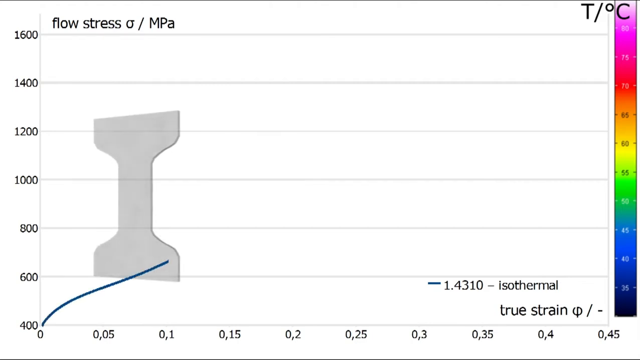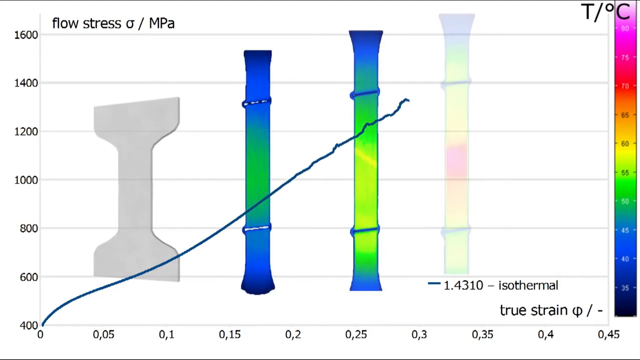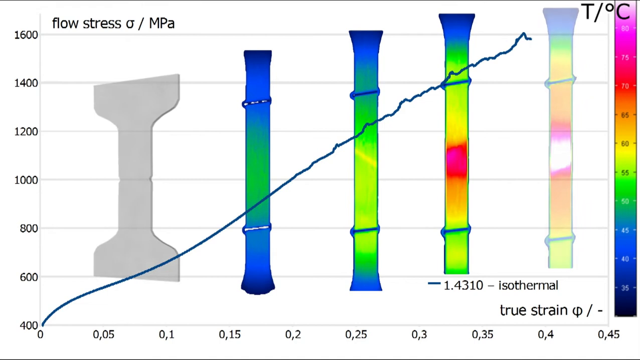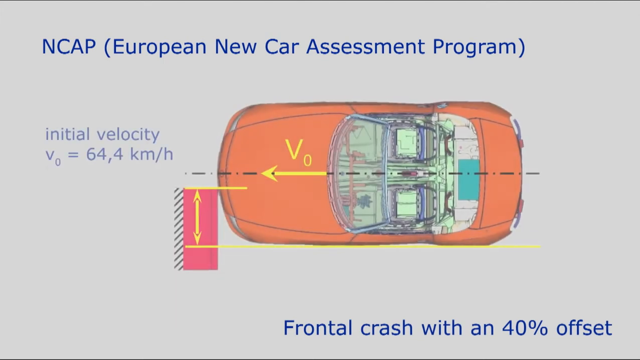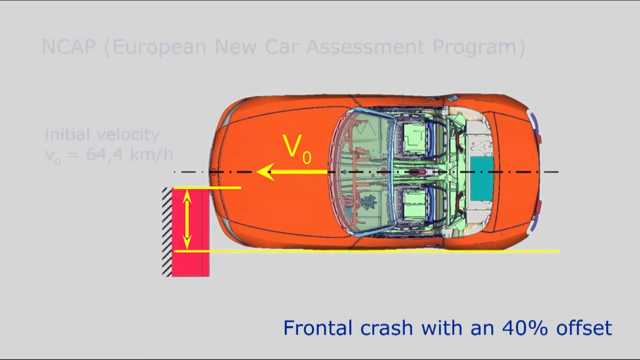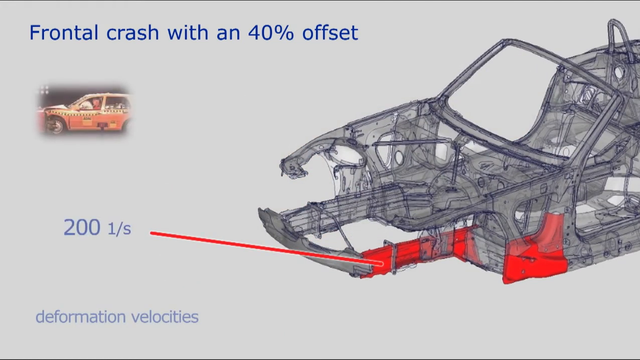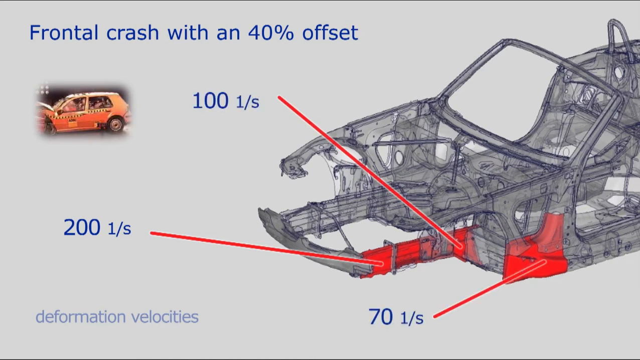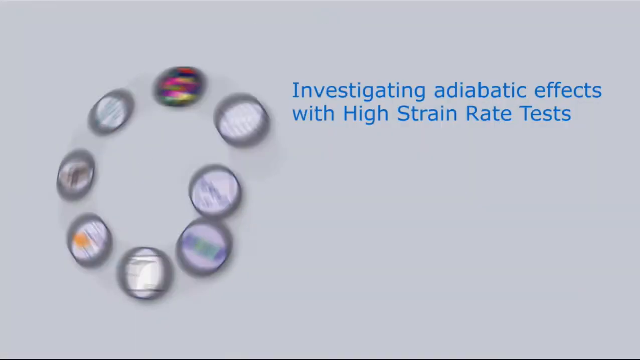The deformation of a metal leads to energy being released, of which the majority, approximately 90%, is converted into heat. This is called dissipation. In the Euro NCAP crash test, a car is crashed with a velocity of 64.4 km per hour. In this case, the strain rate at the crash box is approximately 200 per second, which is 4 magnitudes higher than in the quasi-static tensile test.